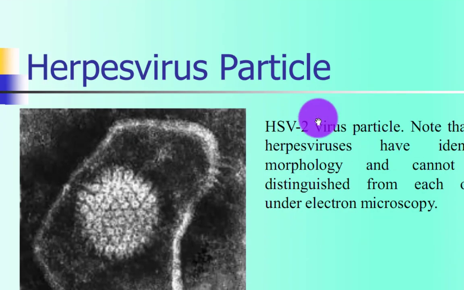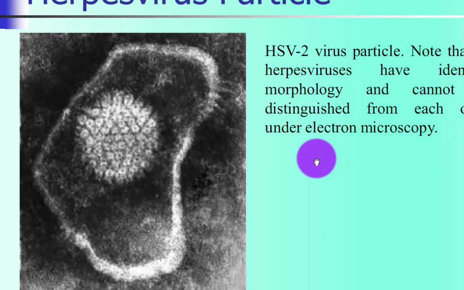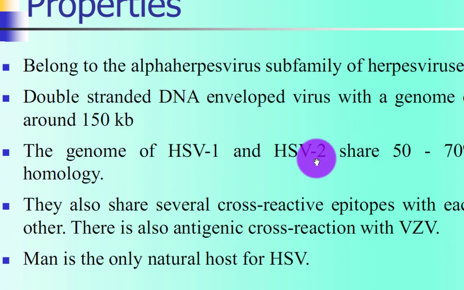Herpes virus particles. HSV2 virus particle. Note that all herpes viruses have identical morphology and cannot be distinguished from each other under the electron microscope. Herpes simplex virus belongs to the alpha herpes virus subfamily, a double-stranded DNA enveloped virus with a genome of around 150 kilobases.